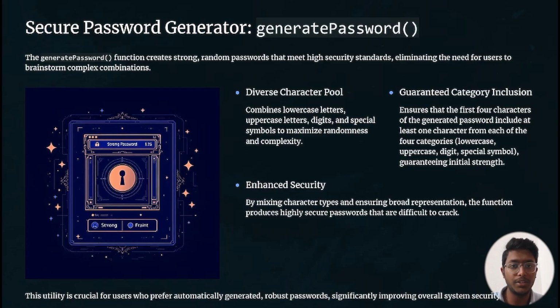Guaranteed category inclusion. The first four characters of the generated password must contain at least one character of each of the following categories. First one, lowercase, second, uppercase, third one, digit, fourth one, special character, to increase the password complexity and enhance its security. By mixing character types and ensuring broad representation, the function produces highly secure passwords that are difficult to crack.